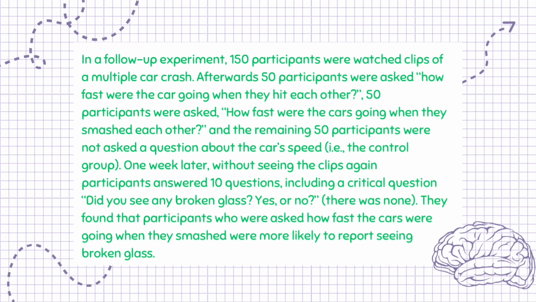One week later, without seeing the clips again, participants answered 10 questions, including a critical question: did you see any broken glass? Yes or no. There was none. They found that participants who were asked how fast the cars were going when they smashed were more likely to report seeing broken glass.